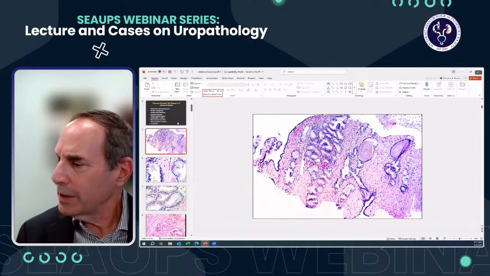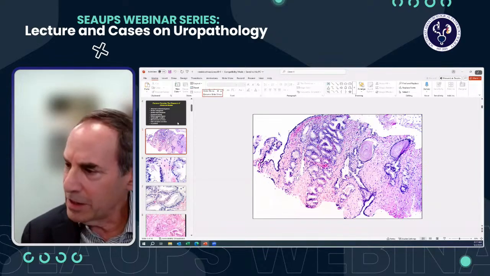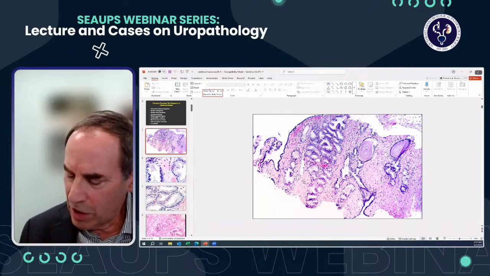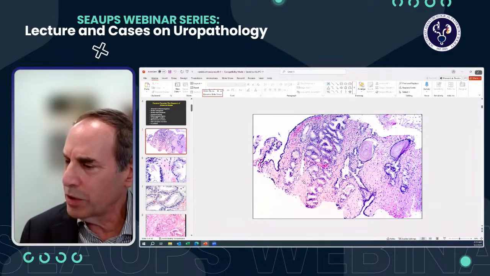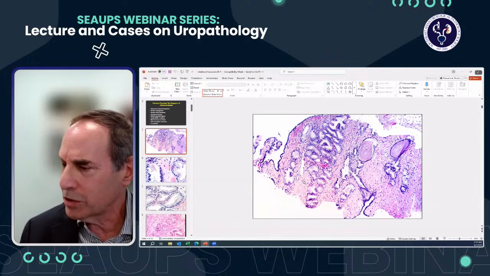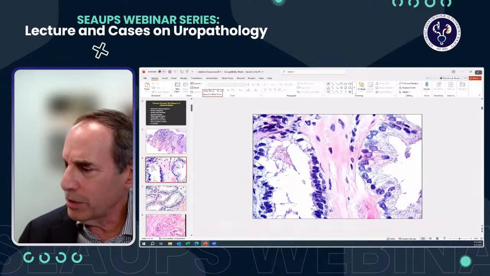And so in this case, the features that catch my attention are the focus of crowded glands that we see here in the middle. Again, not all crowded glands are cancer. As I'll show you, there are some mimickers of crowded glands that are just as crowded as cancer. But nonetheless, we want to look at these more carefully. And then you want to compare them to glands that you can identify as benign.